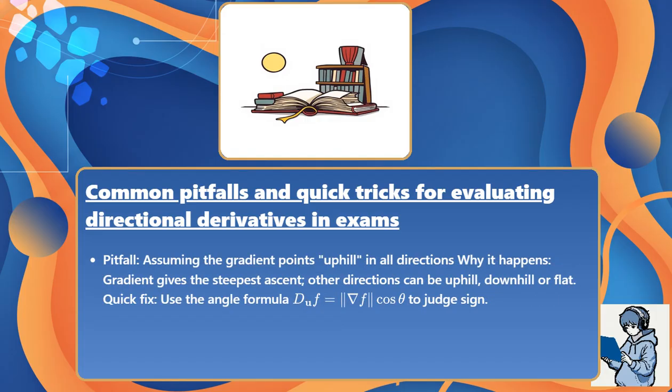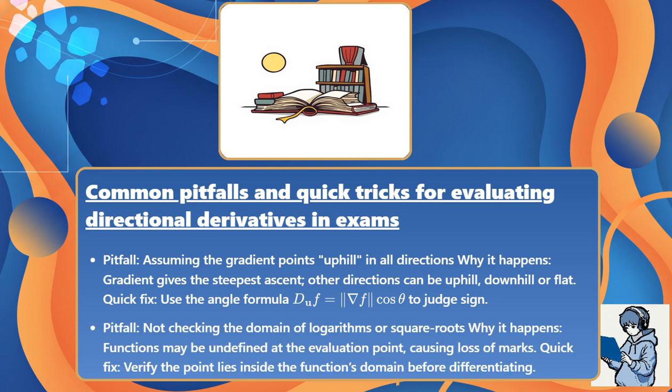Pitfall: assuming the gradient points uphill in all directions. Why it happens: the gradient gives the steepest ascent, but other directions can be uphill, downhill, or flat. Quick fix: use the angle formula D_u f equals the norm of nabla f times cos theta to judge the sign.